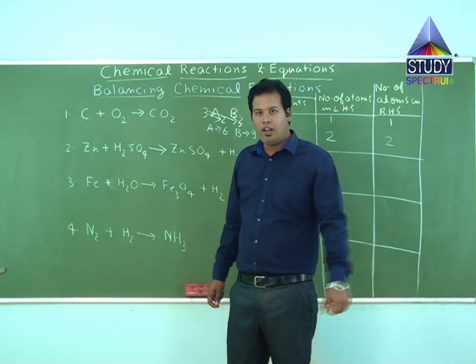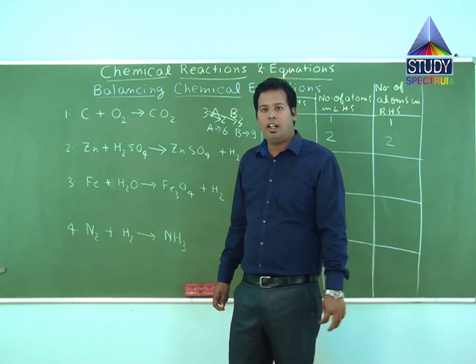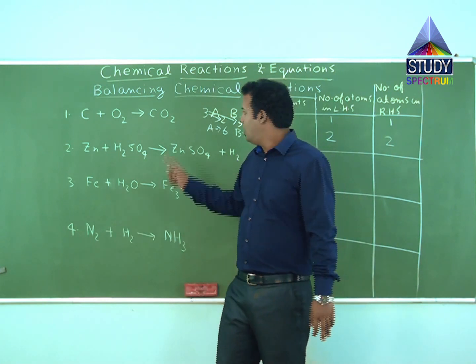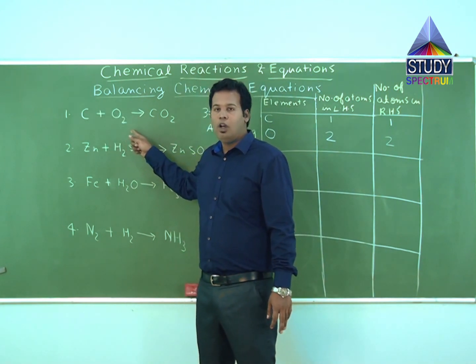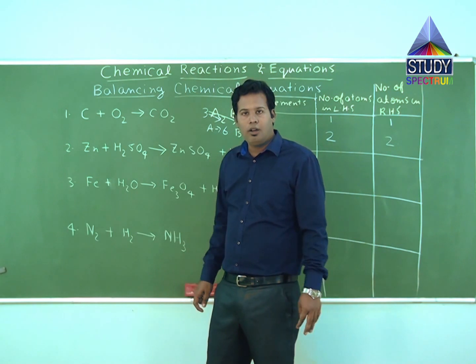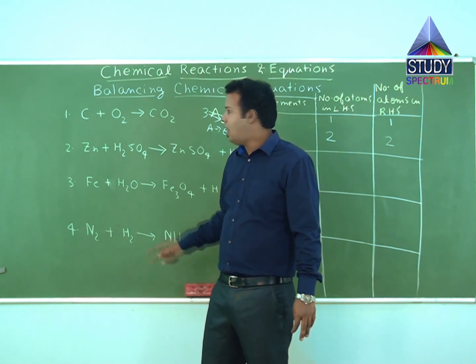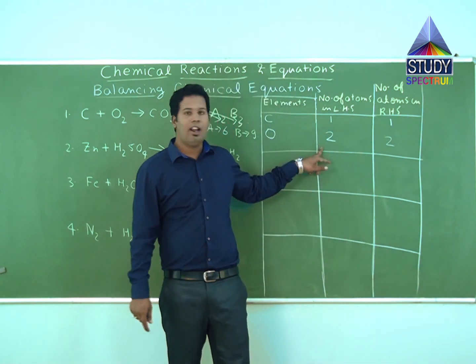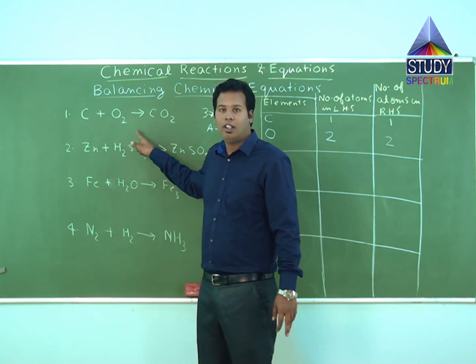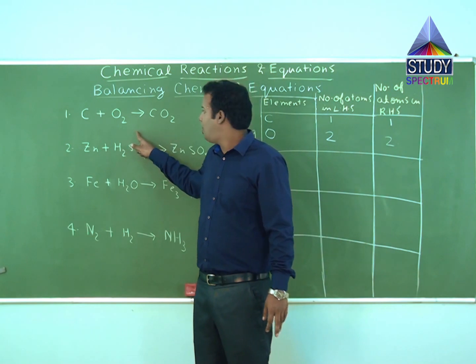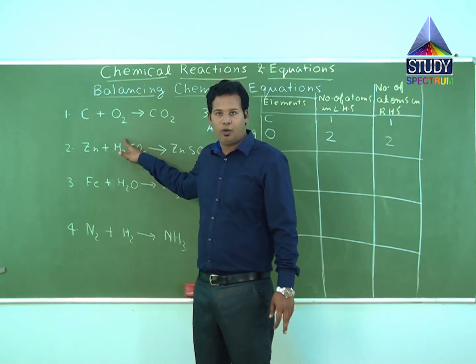Correct? In other words, the atomic mass of carbon is 12, so on the left hand side the mass of carbon taken is 12. The atomic mass of oxygen is 16, and since 2 oxygen atoms are involved in LHS, the mass of oxygen used in LHS is 16 into 2, that is 32. So the total mass is 12 plus 32, that is 44.